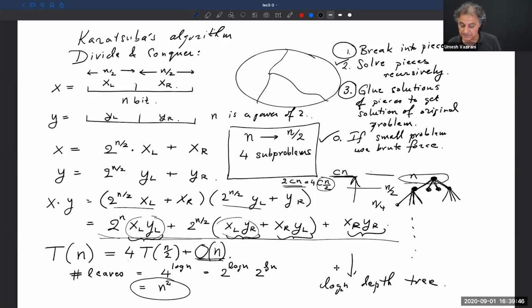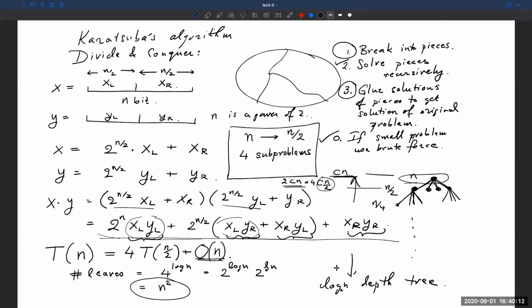Any other questions? Hi, Professor. I'm not sure if you can hear me. Yes, go ahead. So, the number of leaves is like n squared. Do the leaves take O(1) runtime? So that's why the whole runtime of this algorithm is n squared? Yes. Okay. Thank you, Professor. Sure.